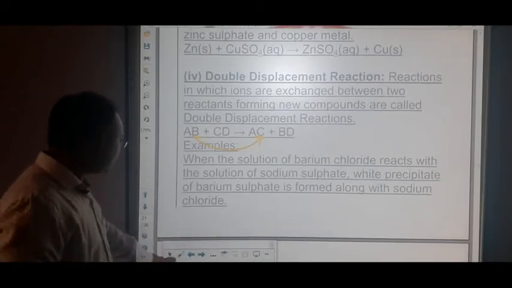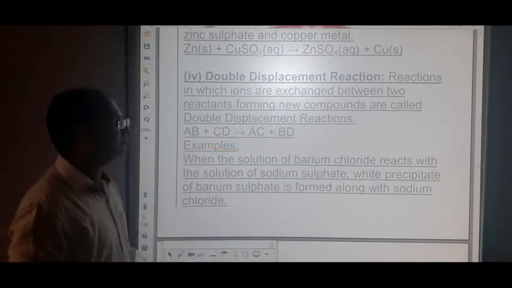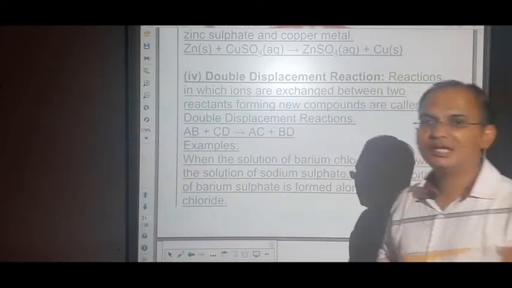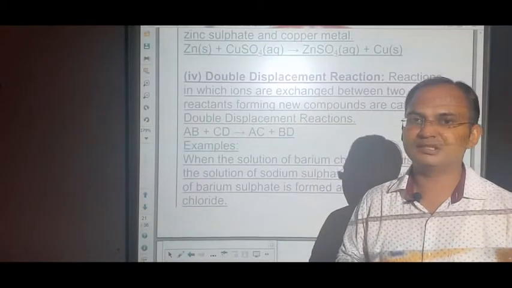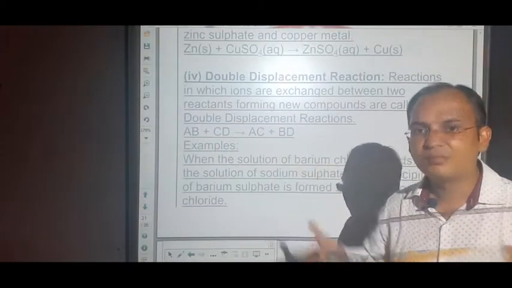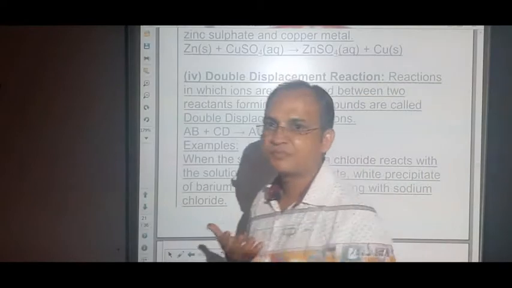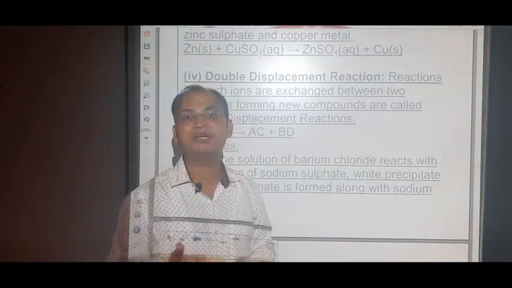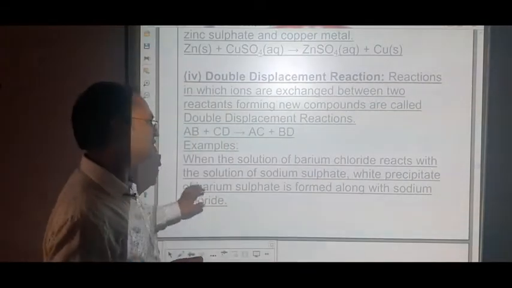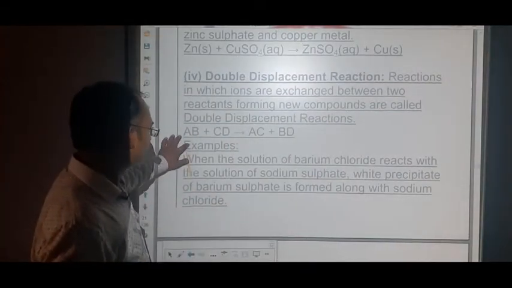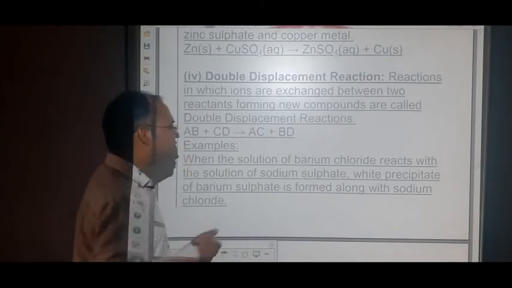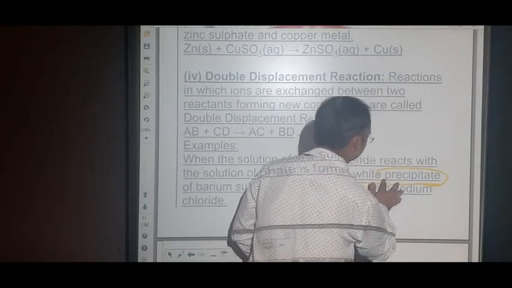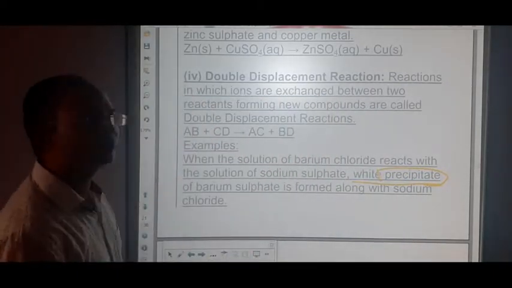In double displacement reactions, we have seen, students, that sometimes the formation of a precipitate occurs. Precipitate means the semi-solid substance that settles down at the bottom of the jar. If a precipitate is formed, then that type of reaction is known as a precipitation reaction. So that phenomenon is known as precipitation, or a precipitate is formed.